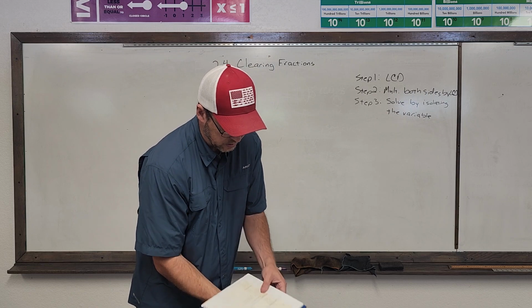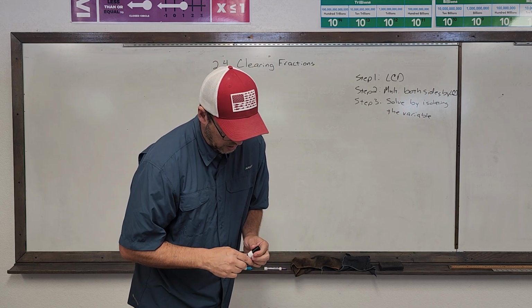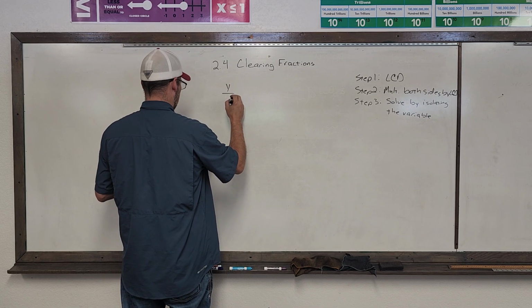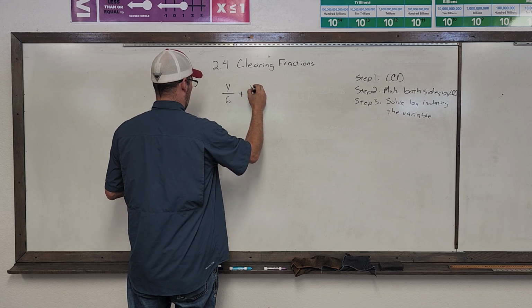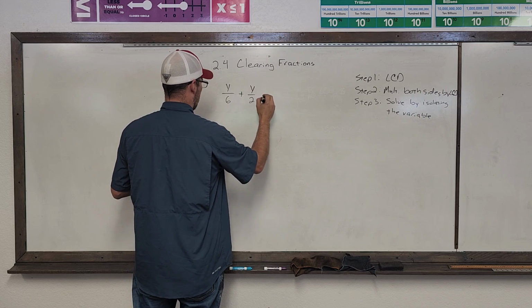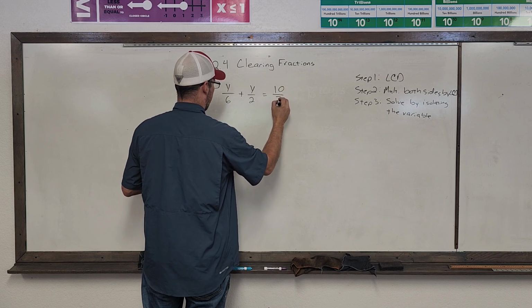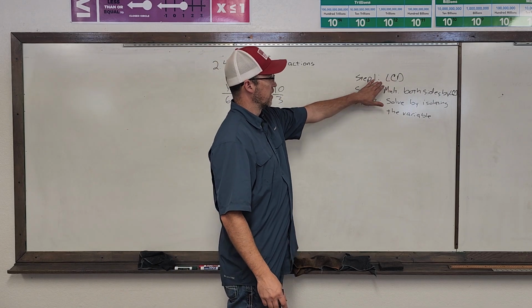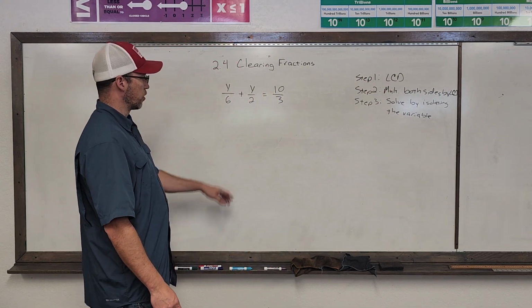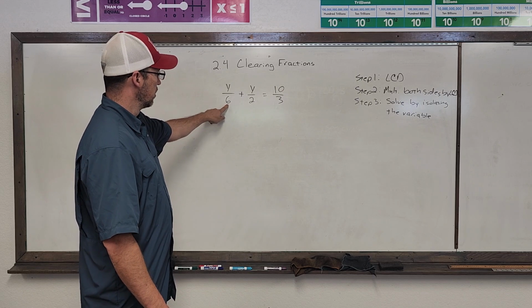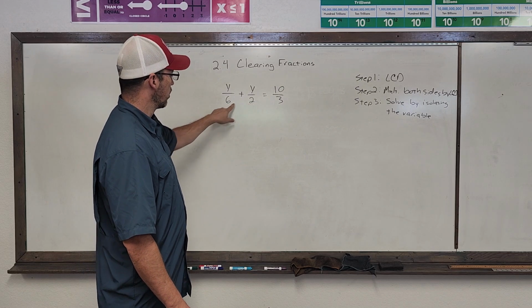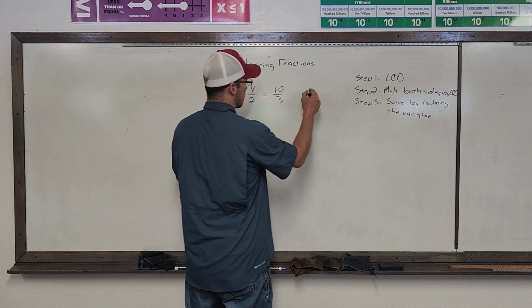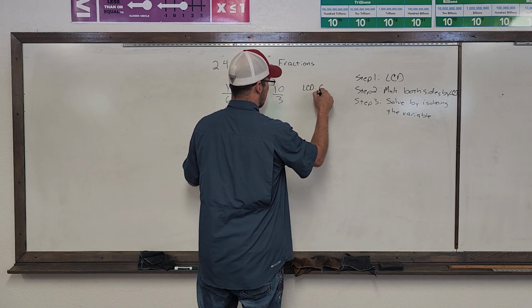Example B that they gave us is y over 6 plus y over 2 equals 10 thirds. All right, so again, step one, identify the LCD. I'm going to do that by starting with the biggest denominator, which is 6. 6 goes into 6 one time, 2 goes into 6 3 times, 3 goes into 6 2 times. Because all three of these go into 6, my LCD is 6.